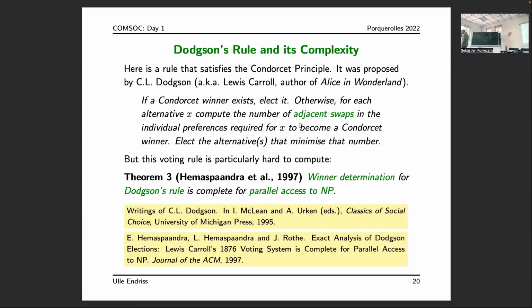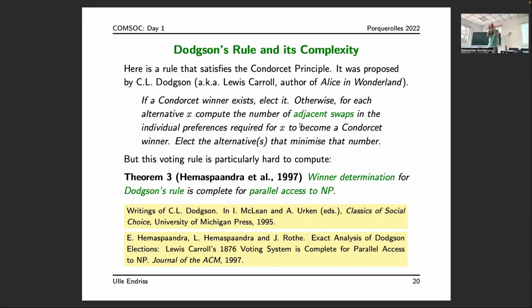Again, a very quick excursion into a different part. Let me do this very quickly and without reading it out in detail. There are also some rules that are maybe interesting. For example, the Dodgson rule satisfies the Condorcet principle, while Borda and the other positional scoring rules do not, but it has other problems. It is highly complex to compute the outcome. The rule says: if there's a Condorcet winner, elect it. If there's no Condorcet winner, check for each alternative how many little changes you have to make to the preferences before it becomes the Condorcet winner, and you elect the one that requires the fewest changes.